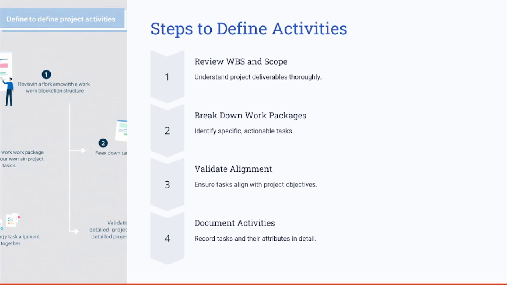Here are the steps to define the activities. The process of defining activities begins with thoroughly reviewing the WBS to understand the deliverables. Each work package is then broken into specific and actionable tasks. It's critical to validate these tasks for alignment with the project scope and objectives to avoid any unnecessary work. Finally, all activities and their attributes, such as the duration and resources needed, are documented in detail to guide the subsequent planning steps.